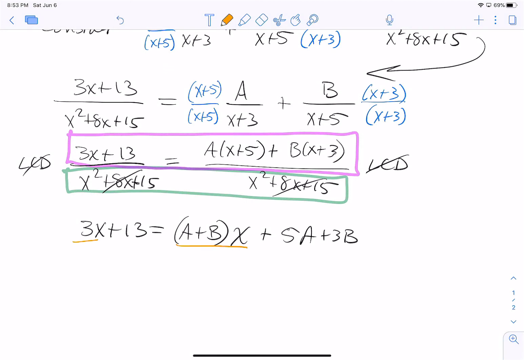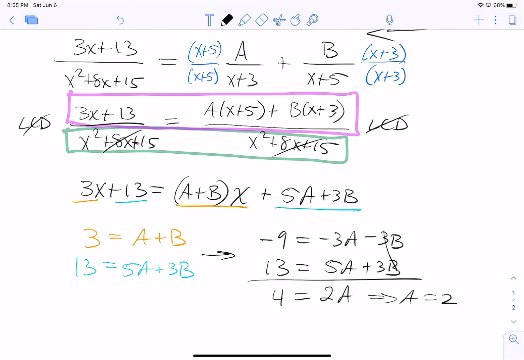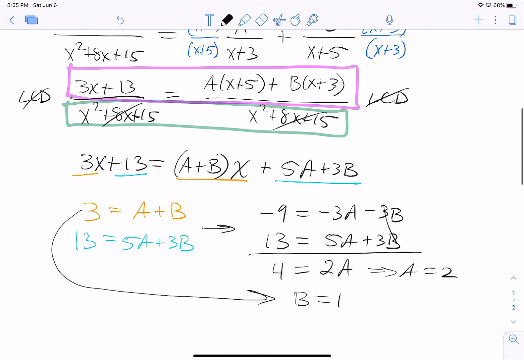Comparing like terms on the left and on the right, we see that we can form an equation, 3 is equal to A plus B, and another equation, 13 is equal to 5A plus 3B. To solve this system, I would multiply the first equation by, say, negative 3. So I have negative 9 is equal to negative 3A minus 3B. Add that to the second equation, 13 equals 5A plus 3B, thereby eliminating the B's. And we get that 4 is equal to 2A, which would mean that A is equal to 2. Since A plus B is equal to 3, we would know that B is equal to 1, and we would be able to recover our fractions.